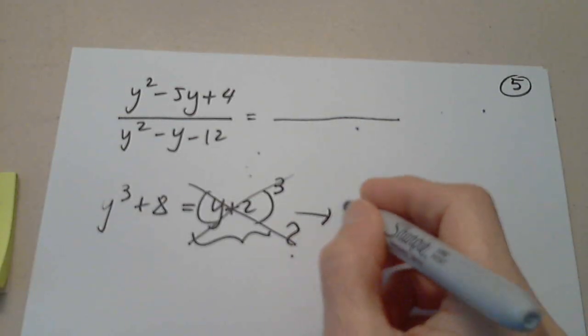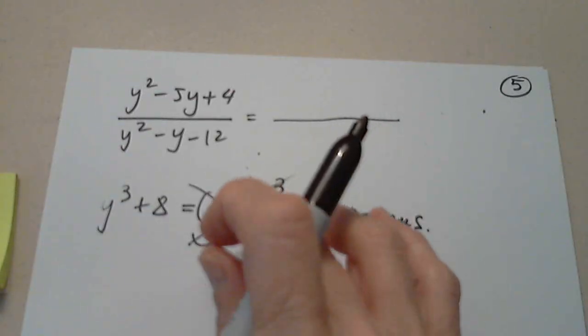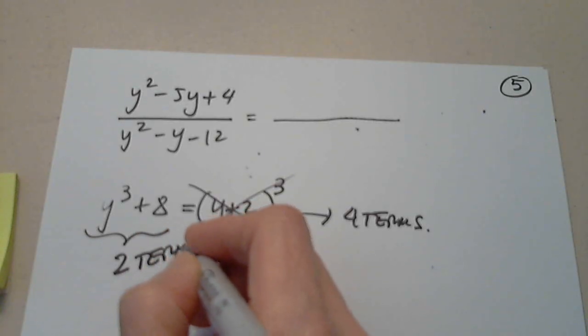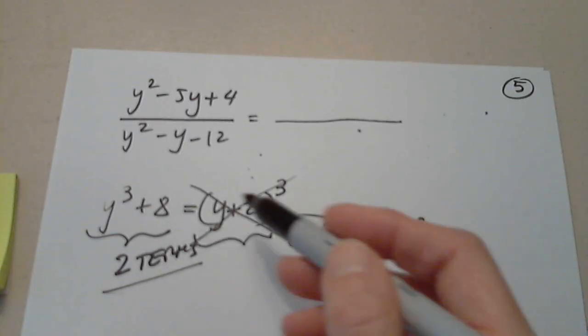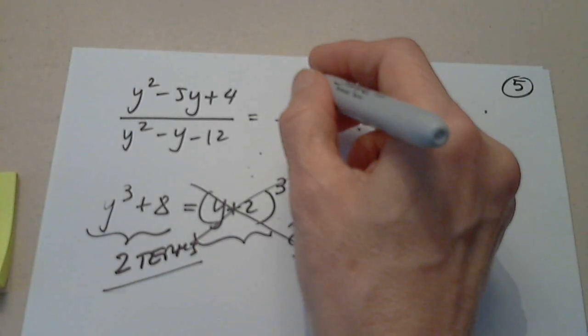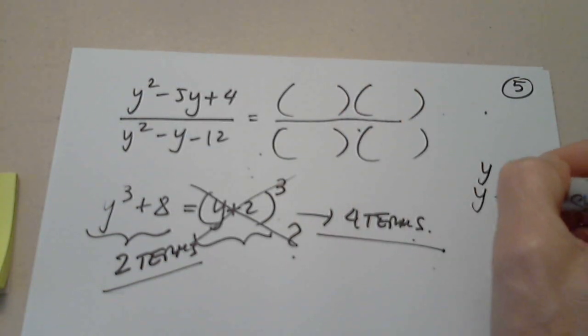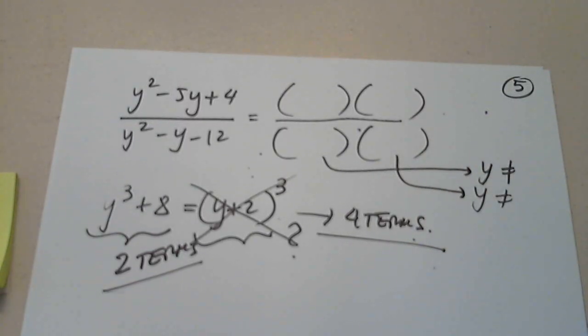So as you know, this will have 4 terms. We discussed this. A binomial squared has 3 terms. A binomial cubed has 4 terms. So here there are 2 terms, and here there are 4. You cannot set 2 terms equal to 4 terms or say that they are the same. So we have to completely factor the numerator, completely factor the denominator, state 2 restrictions, one coming from here and one coming from here, and then simplify. We never state restrictions for the numerator. We only state restrictions for the denominator.